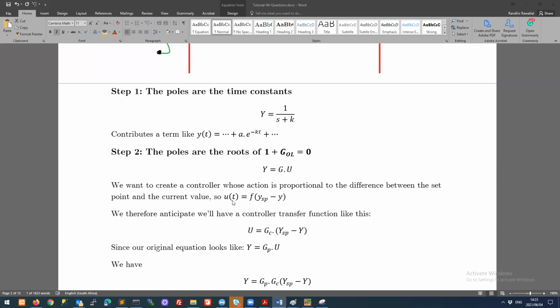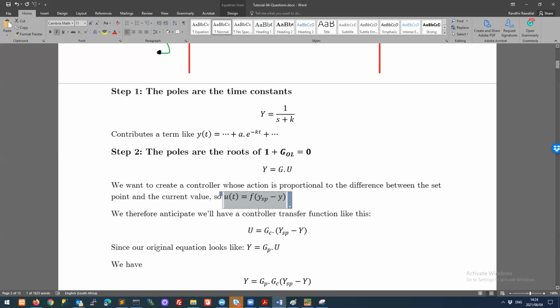So we want to take control action. In the case of proportional control, we want the action that we take to be as large as the error that we are seeing. In other words, if there's a big difference between our set point and our current value, we want to take big control action. If there's a small difference, then we don't want to take as much control action. So that's the idea in proportional control. That's what we want to apply.